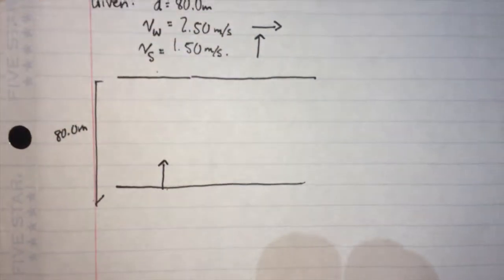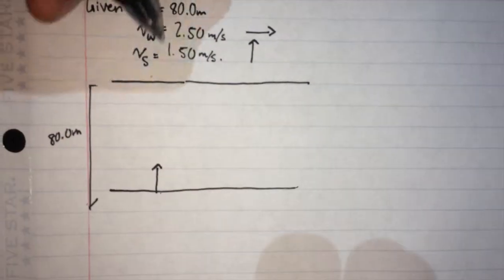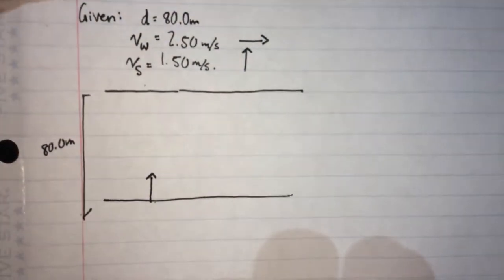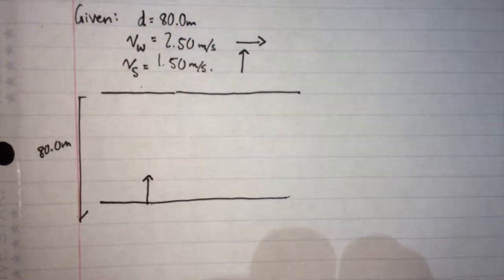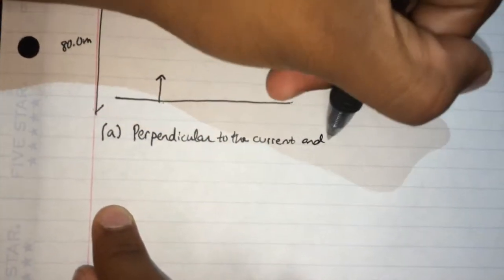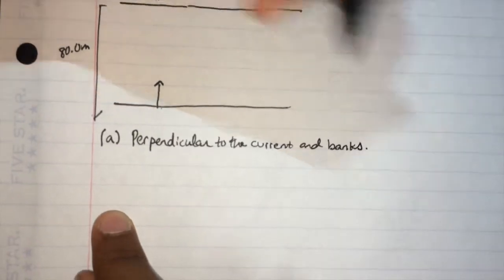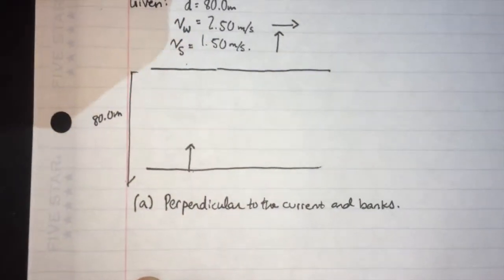So if we want to minimize the time, we should be going perpendicular to the current, in which case the only velocity we're worrying about is the one going upwards. So for A, the direction we should head in is the one perpendicular to the current and banks. So essentially in that direction shown by the arrow.